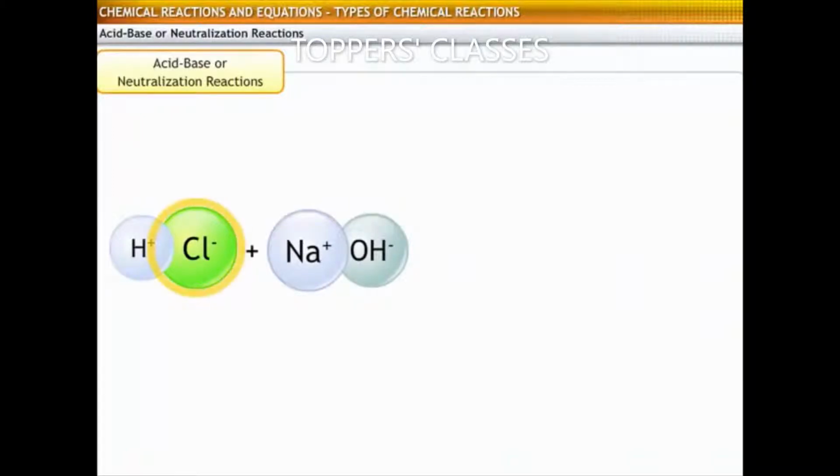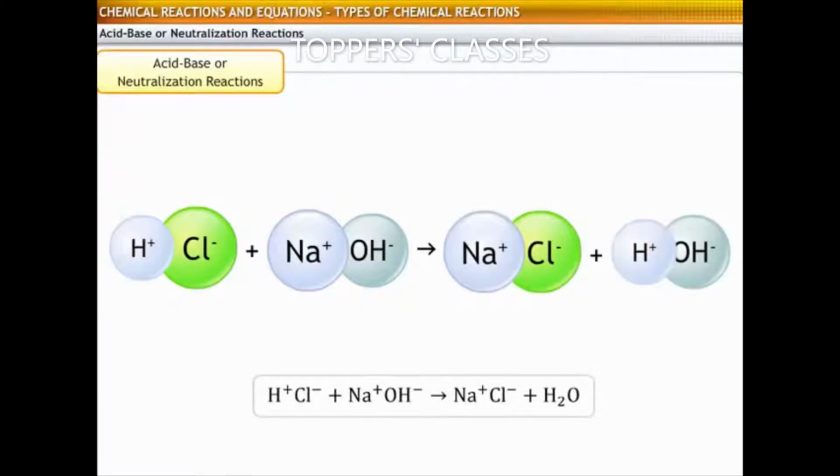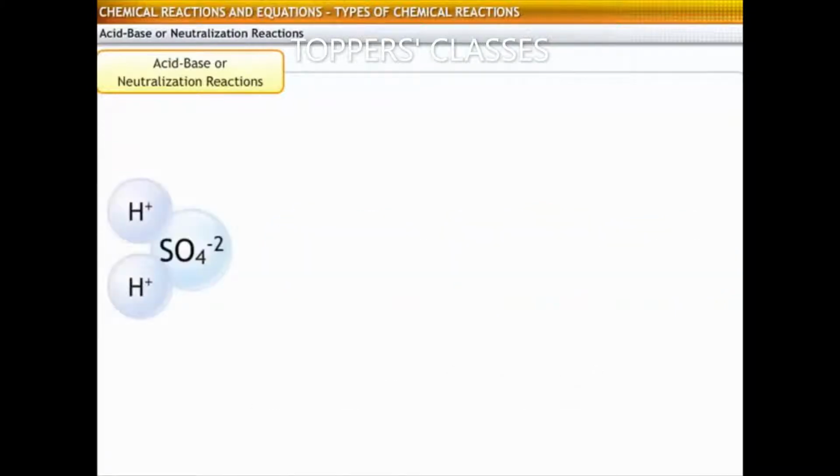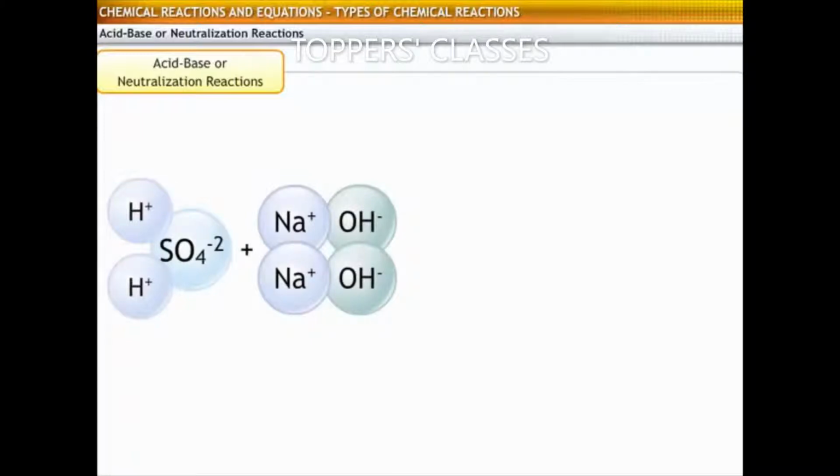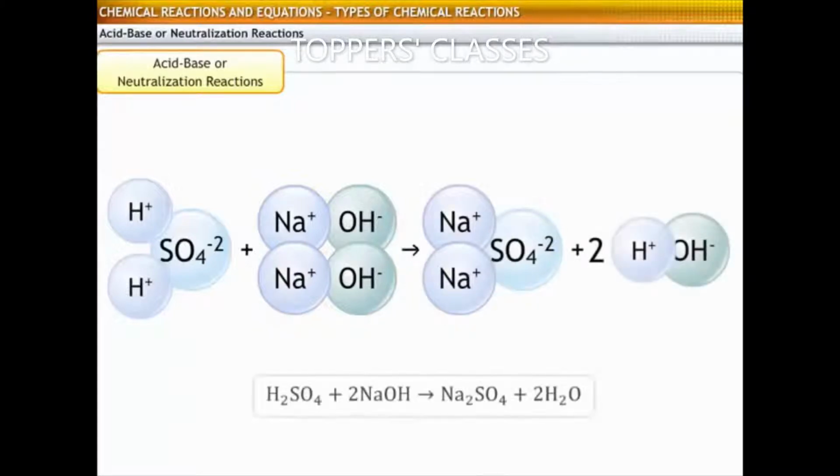An example of an acid-base reaction is the reaction between hydrochloric acid and sodium hydroxide. In this reaction, the chloride ions in hydrochloric acid and the sodium ions in sodium hydroxide react to produce sodium chloride or common salt and water. Another example of an acid-base reaction is the reaction of sulfuric acid with sodium hydroxide. In this reaction, the sulfate ions of the sulfuric acid react with the sodium ions of sodium hydroxide to produce sodium sulfate salt and water.